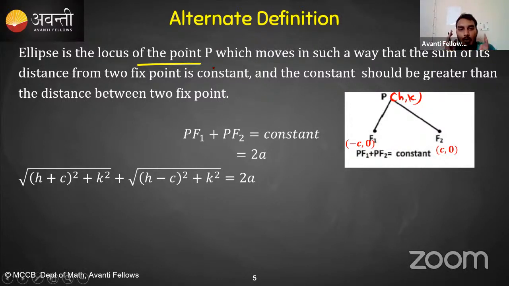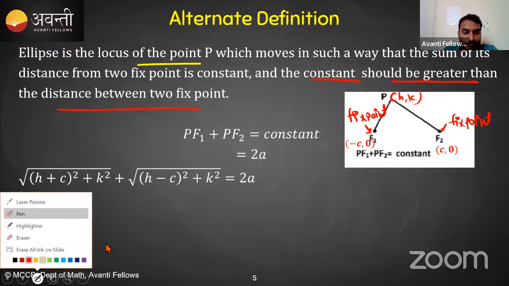An ellipse is a locus of a point P which moves in such a way that the sum of its distances from two fixed points is constant. F1 and F2 are fixed points which are known as foci. The sum of its distances from these two fixed points is constant, and that is greater than the distance between the two fixed points. First of all, tell me, what is the distance between these two fixed points?